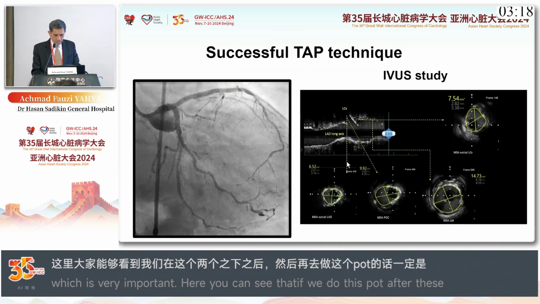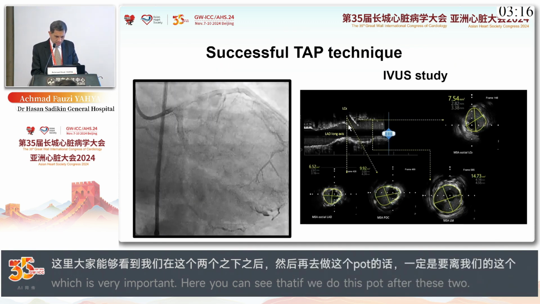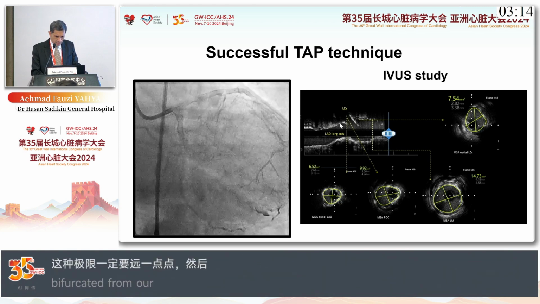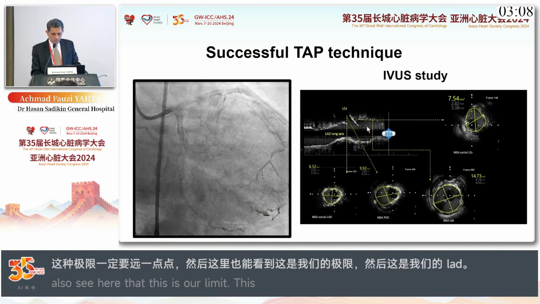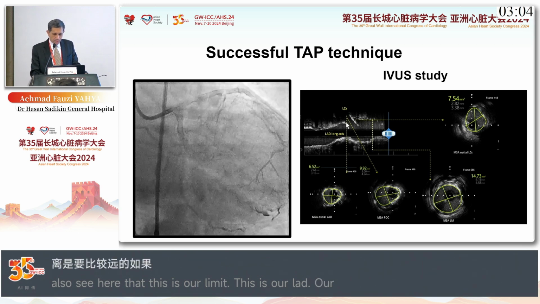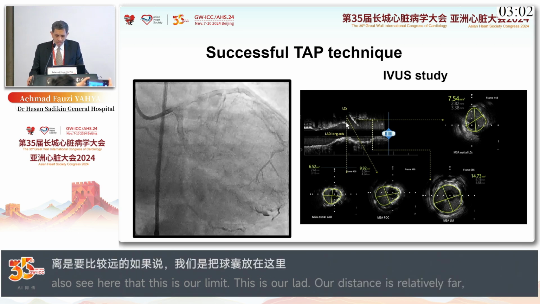So look at this, this is the carina, this is the circumflex, and this is the LAD. Exactly the carina at the middle part. If you put the balloon here and inflate here, the carina goes to the other side.